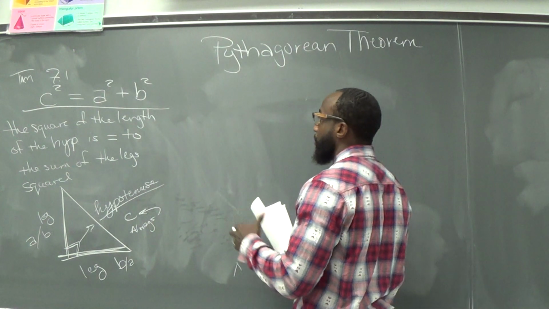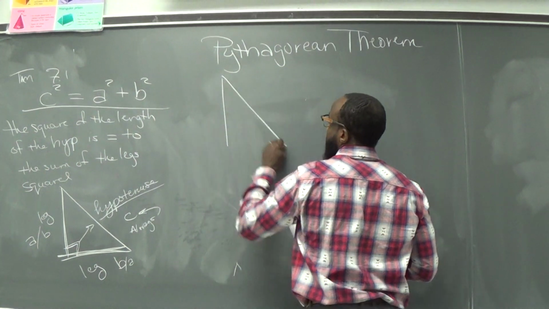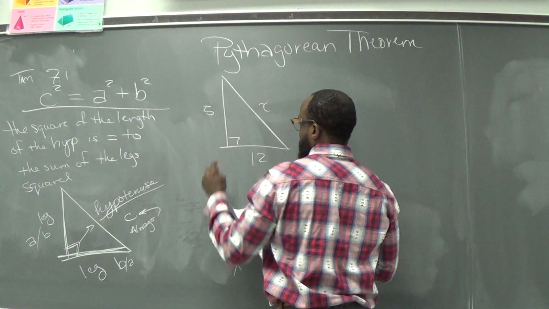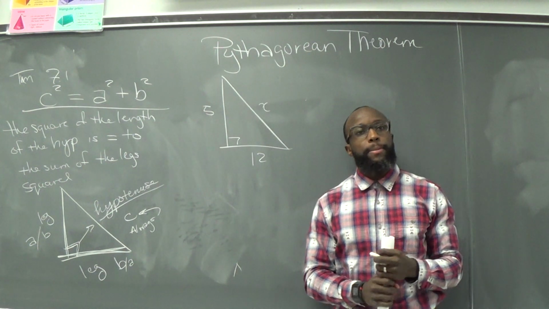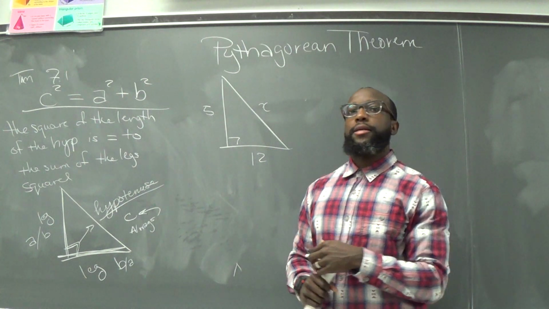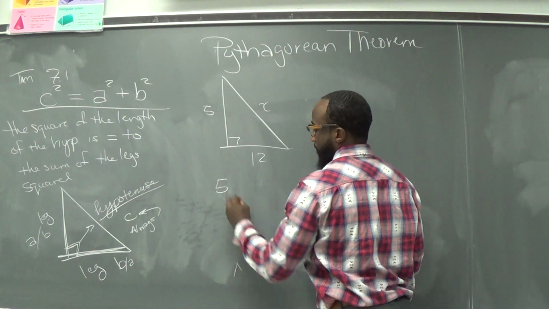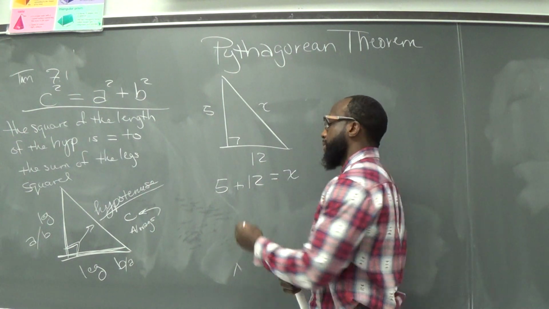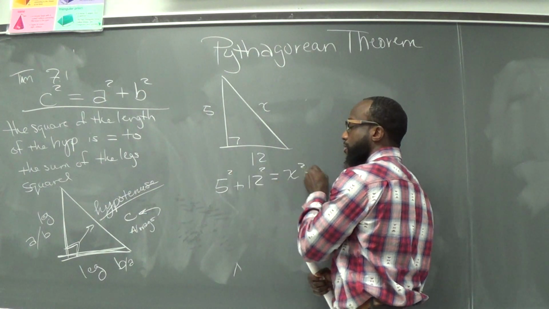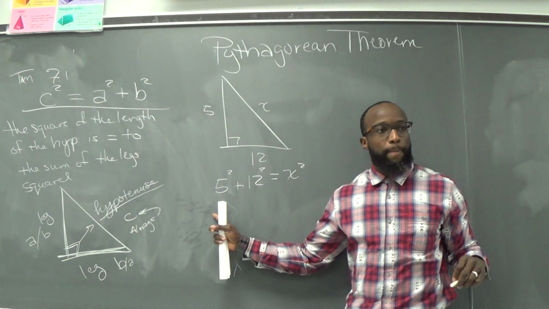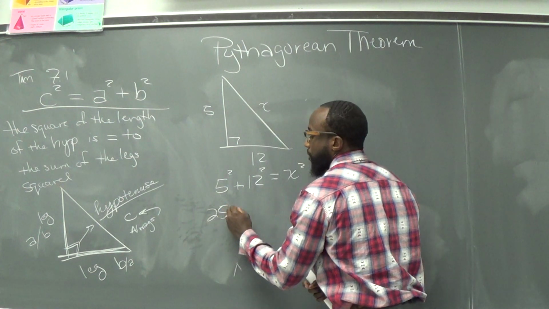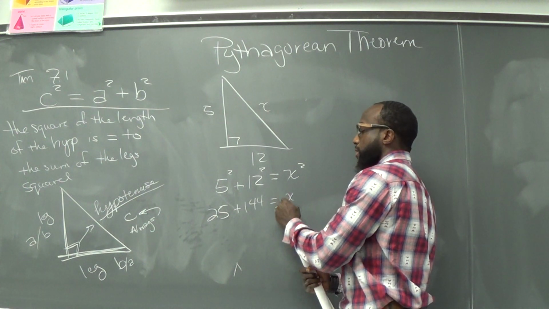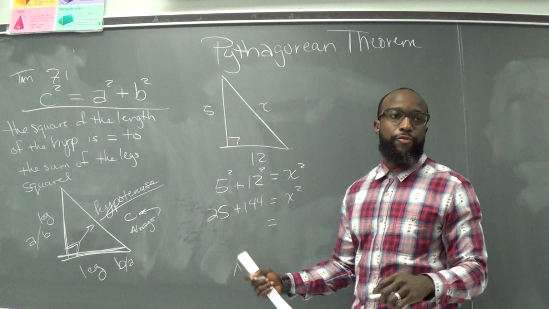So let's do an example. If I had 5, 12, and X, what's A, what's B, what's C? A is 5, B is 12, and C is X. Alright, so in the Pythagorean Theorem, that would be 5 squared plus 12 squared equals X squared. 5 squared is 25. 25 plus 12 squared, which is 144, equals X squared.